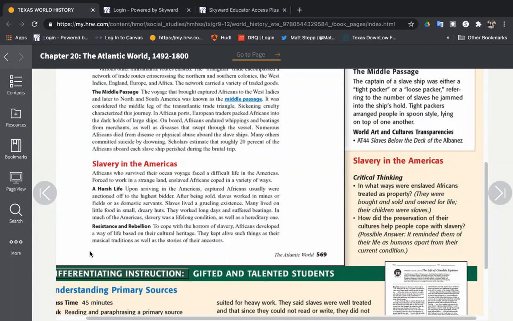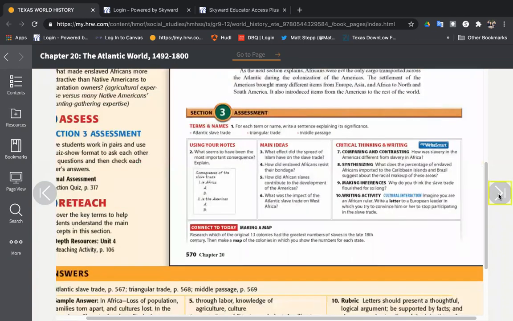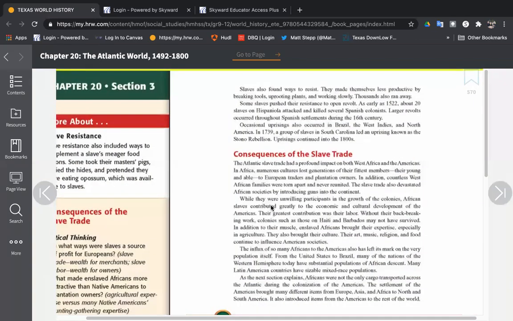To cope with the horrors of slavery, Africans developed a way of life based on their cultural heritage. They kept alive such things as their musical traditions and stories of their ancestors. Slaves also found ways to resist. Some made themselves less productive by breaking tools, uprooting plants, and working slowly. Thousands also ran away. Some slaves pushed their resistance to open revolts.